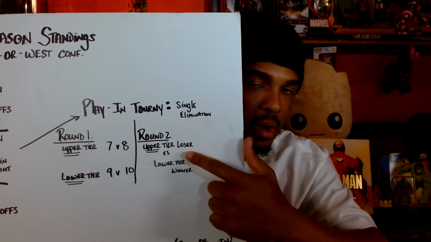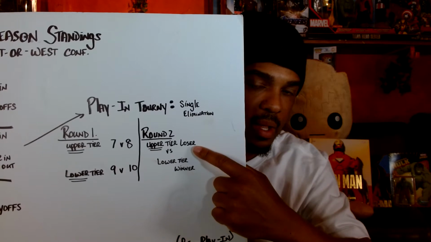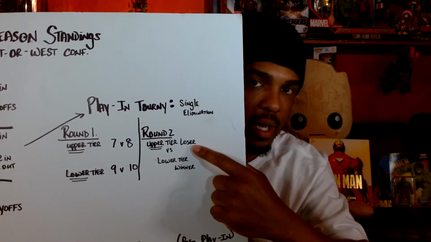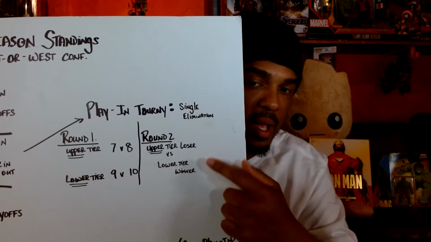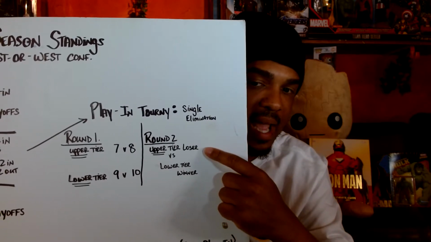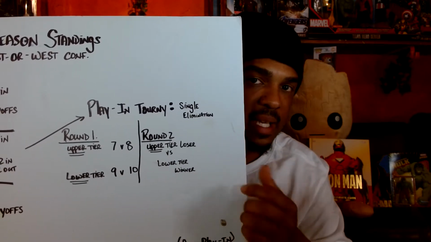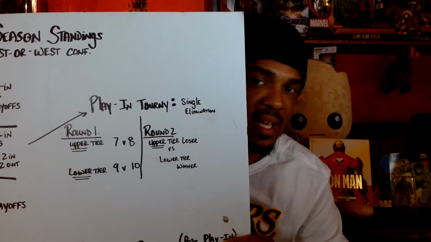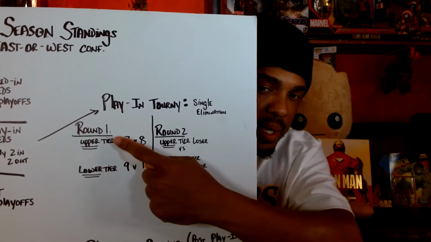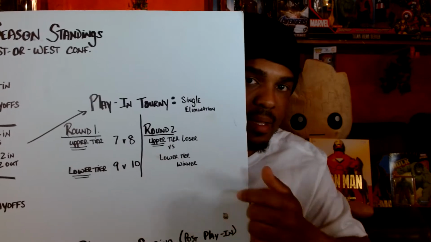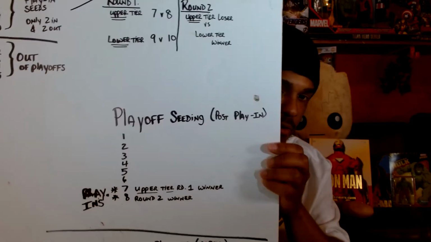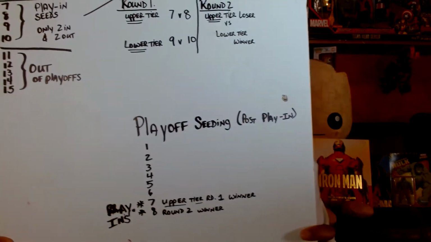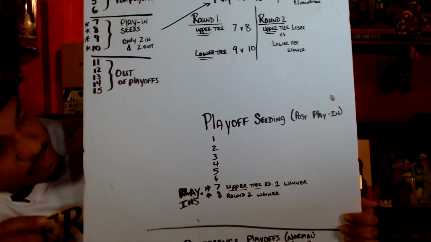Upper tier loser is who's up top for the second round versus the lower tier winner. So whoever wins this single elimination game is going to be the 8th seed. Like I said, the winner here is going to be the 7th seed, and the winner here is going to be the 8th seed. So I kind of wrote that out here a little bit. Let me go back to this side.